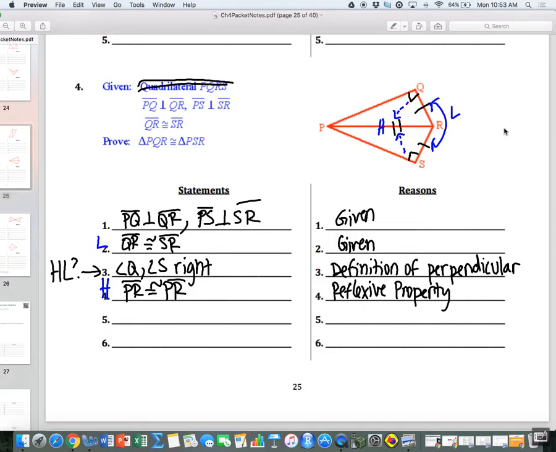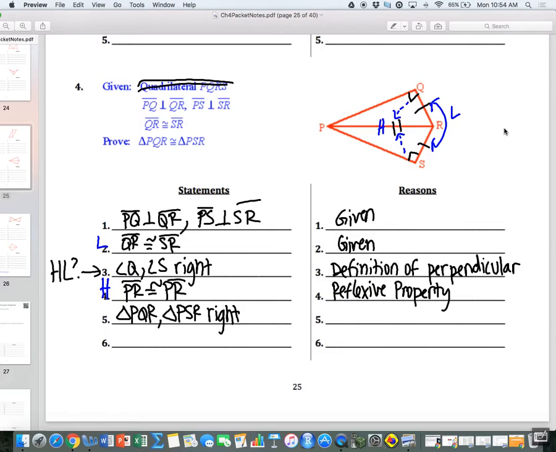With HL, what do you have to prove before you use HL? Alex, do you remember? Hypotenuses, right? No, but thank you. Lucas? Triangles, right? Remember how HL only applies to right triangles? So before you use it, the triangles have to be right. Have we said anywhere that we have right triangles? Have I said a triangle blah blah blah is right? No. So that's what we have to say for statement 5. Triangles PQR and PSR are right.